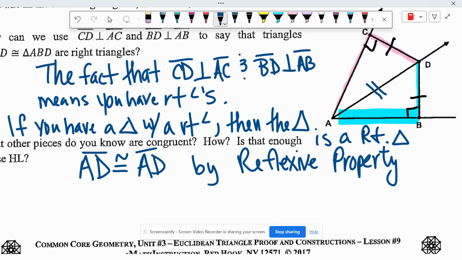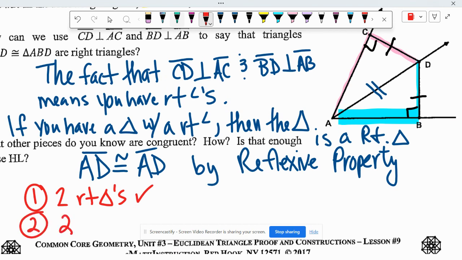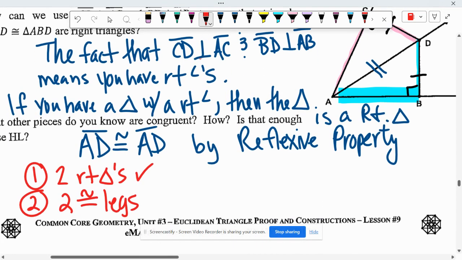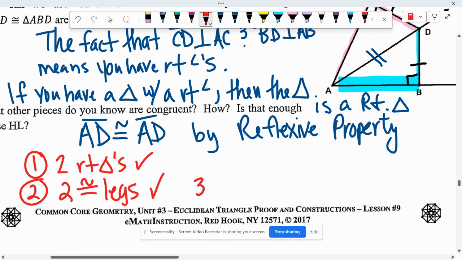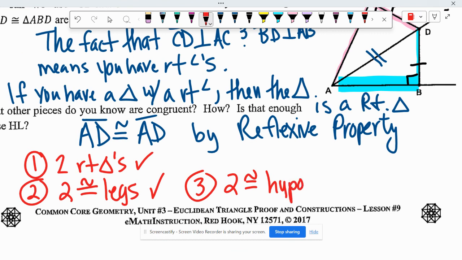So do we have enough information to use the hypotenuse leg theorem? Well, let's see. Do we have two right triangles? That's what we have to have first. Yes or no? Okay. Number two, do we have two congruent legs? One leg of one right triangle congruent to one leg of the other? Yep. And number three, do you have two congruent hypotenuse? I'm just going to call it hypots. Yes or no?